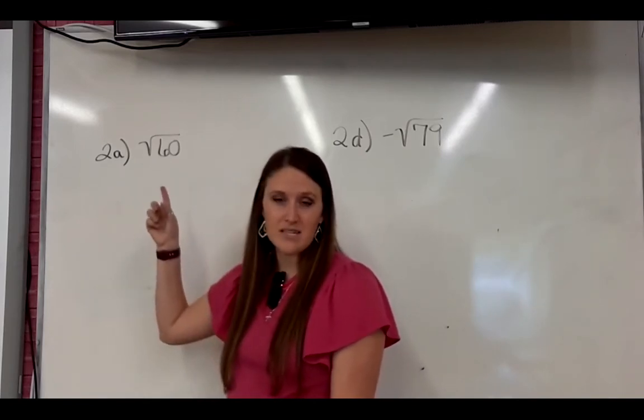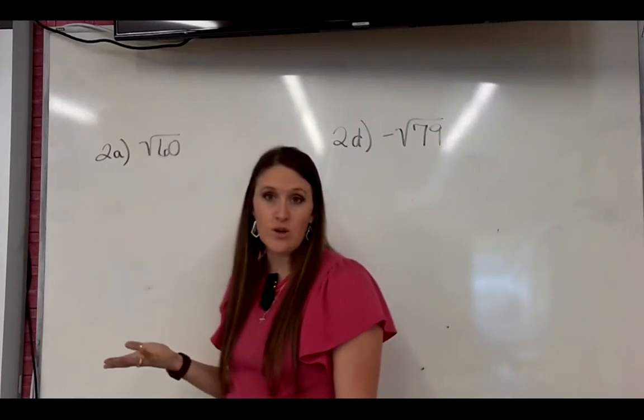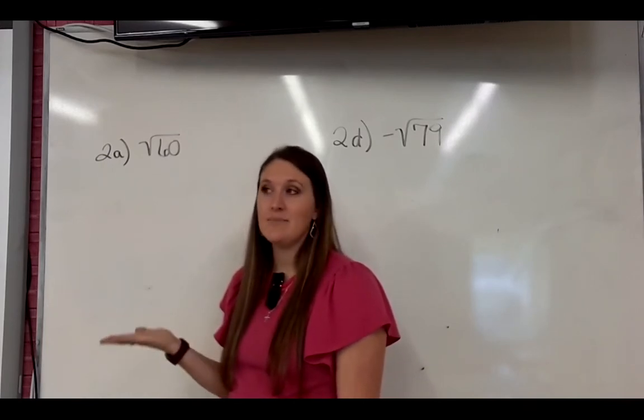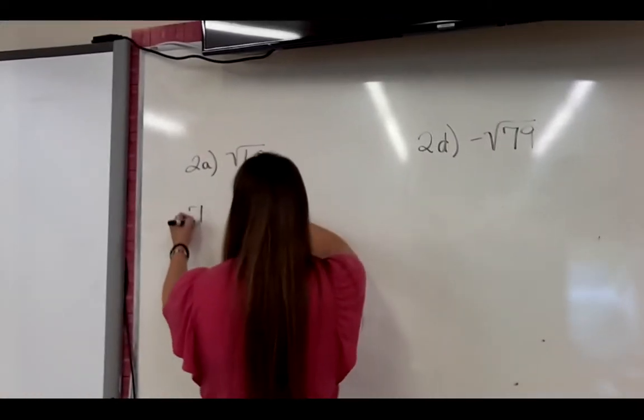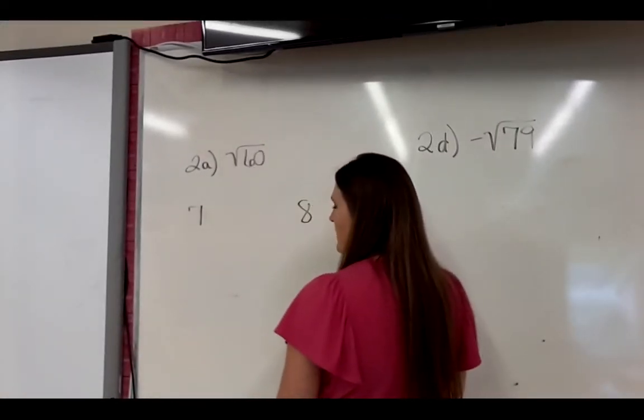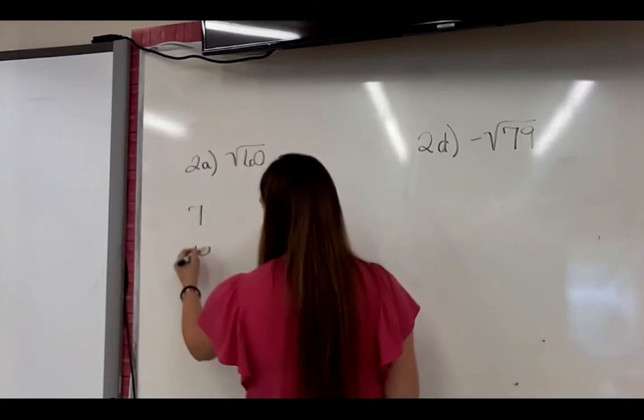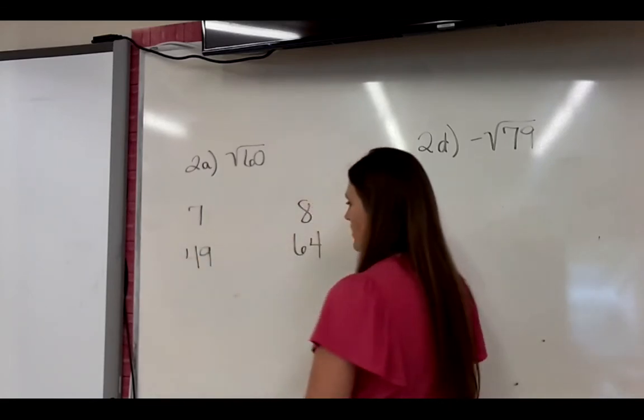That's still kind of far from 60. 7 times 7 is 49. We're getting closer. 8 times 8 is 64. So now I've gone past it. So I know it's between 7 and 8, because 7 times 7 is 49, 8 times 8 is 64.